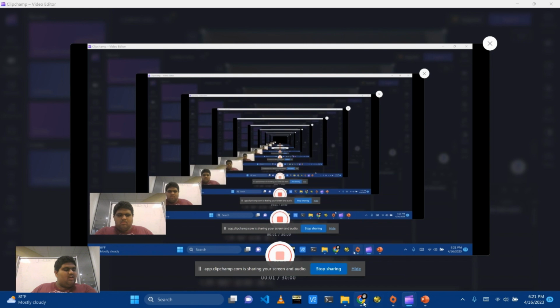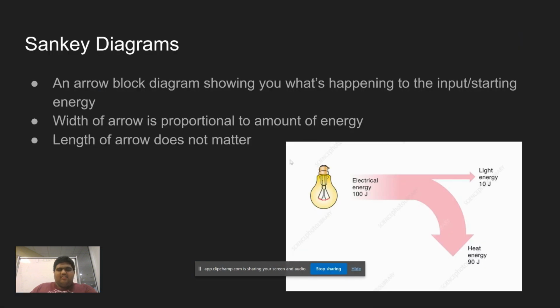So, how do we represent our input energy? How do we know what's happening to our input energy when it's being converted? There are these things called Sankey diagrams. A Sankey diagram shows you how energy flows, what's happening to the input or your starting energy. So let's take a look at this simple Sankey diagram, for example.